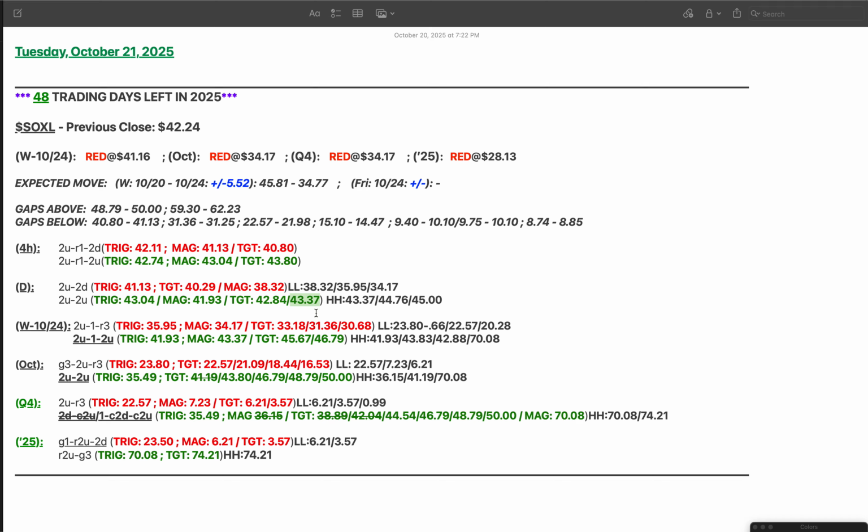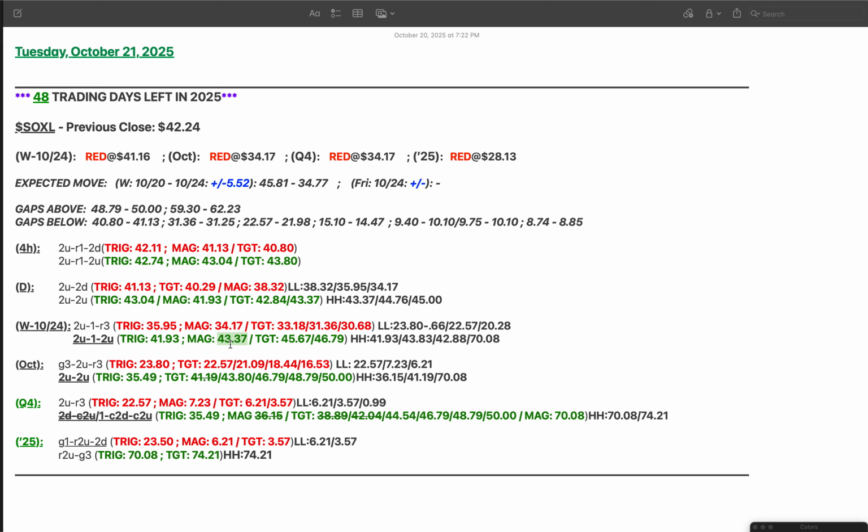All right. So that's what we've got from an intraday to day to overnight swing perspective, right? On the week, we've already gone through the week, month, quarter, and year charts, so I'll just stick to the notes here on the triggers and targets. We did trigger the 212 up because we went above 41.93. Now the magnitude of that move is 43.37.